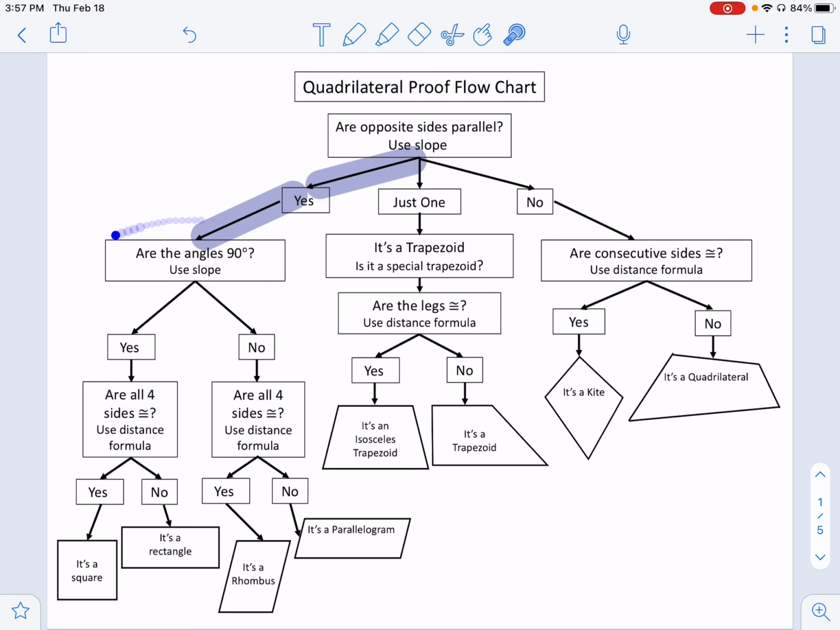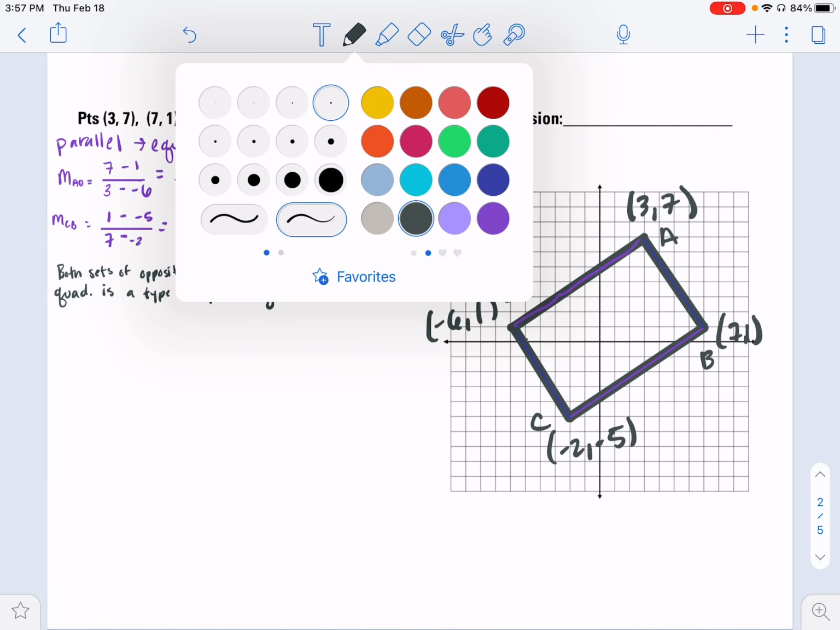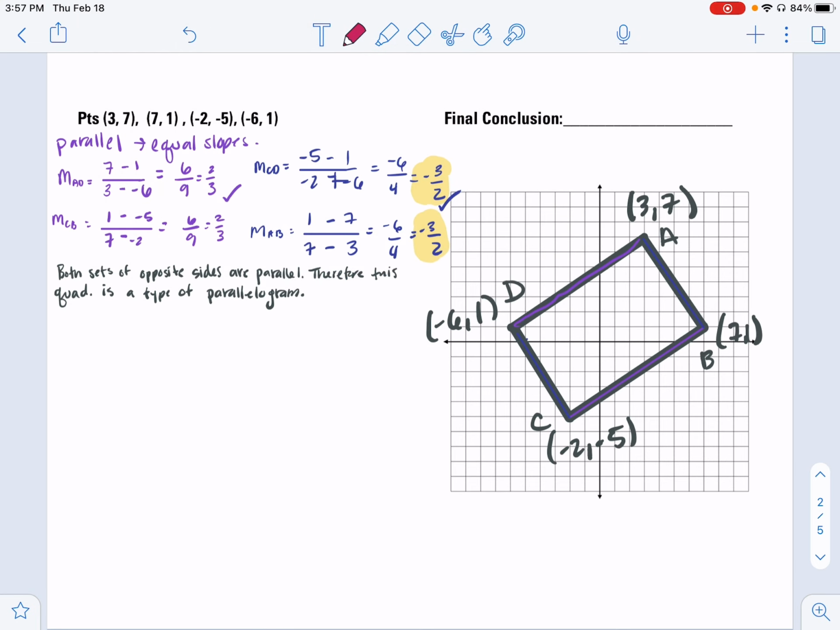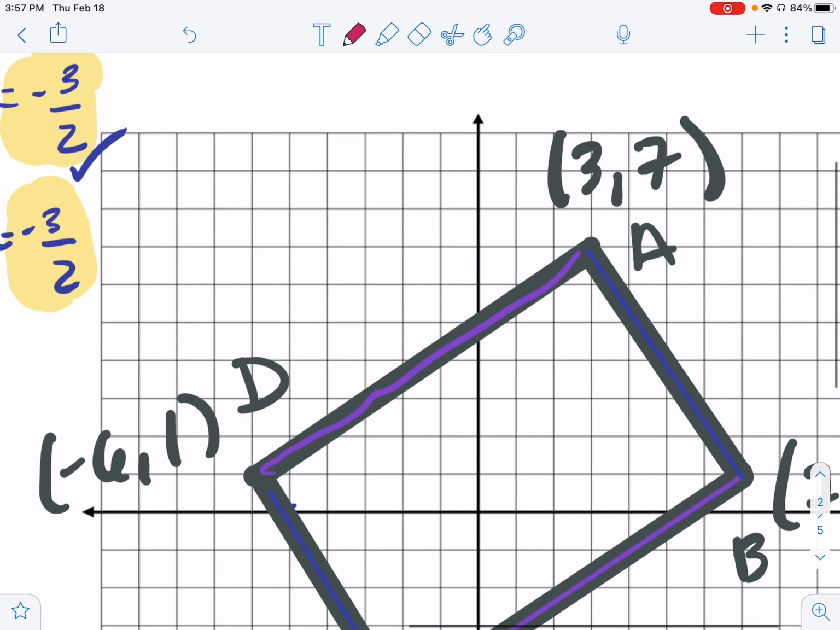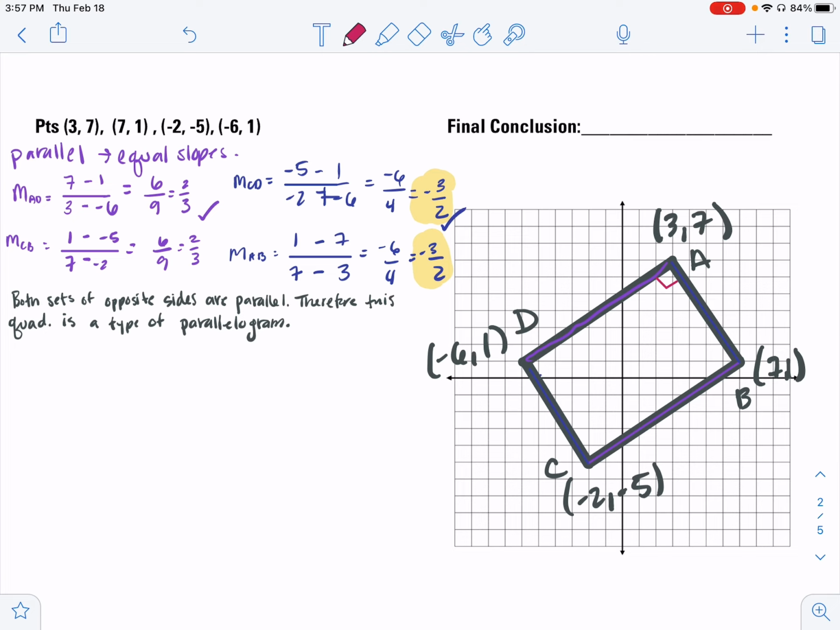So following my flowchart, the next question I'm going to ask is, are the angles 90 degrees? Well, 90-degree angles really just mean that the lines are perpendicular. So I would look at this corner here. The two sides that are coming in together are AD and AB. So I need to compare the slope of AD compared to the slope of AB. That's going to determine if this is a 90-degree angle. Well, I already have that above. AD is 2/3 and AB is -3/2.